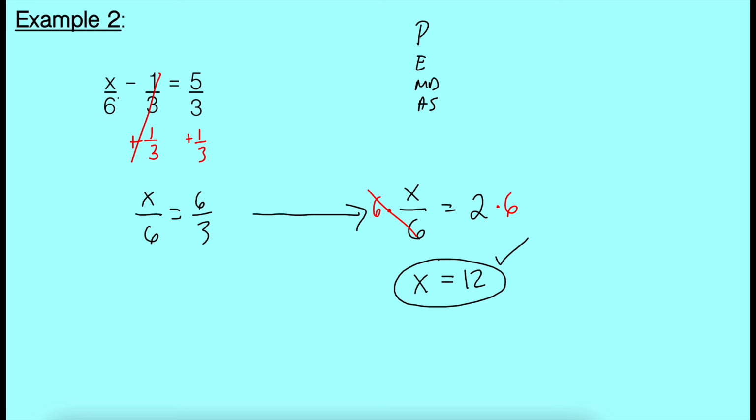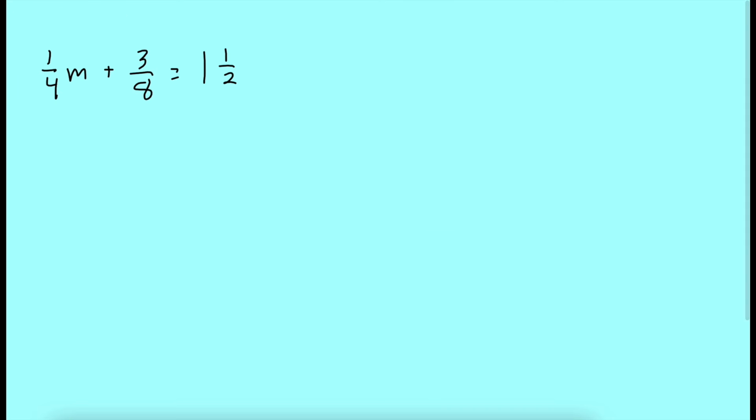We can do it. Let's do one more example. We're also going to have fractions in it. If you want, pause it, try it yourself, and then unpause and see how you did. But here's the problem. 1/4 times m plus 3/8 equals 1/2.